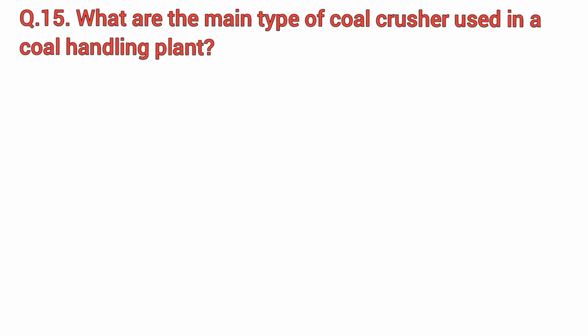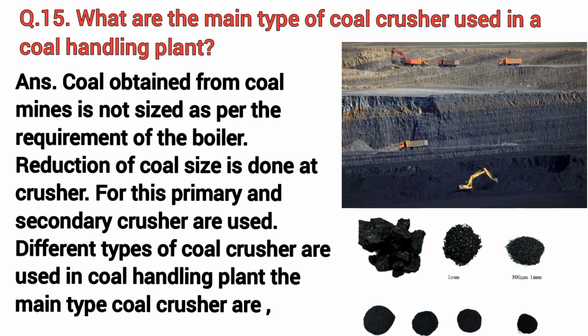What are the main types of coal crusher used in a coal handling plant? Coal obtained from coal mines is not sized as per the requirement of the boiler. Reduction of coal size is done at crusher. For this, primary and secondary crusher are used. Different types of coal crusher are used in coal handling plant.